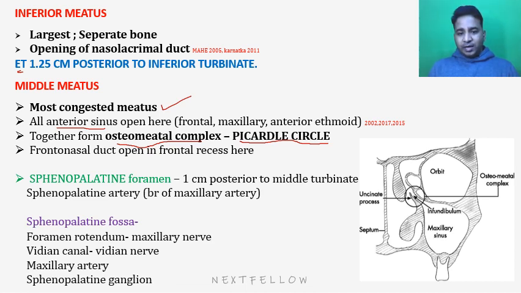So look at this diagram. Suppose this is the outline of my uncinate process which is guarding the middle meatus. So in the middle meatus, this is the arrow, this is the opening of the maxillary sinus. Then this is the bulla ethmoidalis, the largest cell, and this is the frontal recess opening. So these all form the osteomeatal complex, which is also known as Picardal circle. The frontal nasal duct opens in the frontal recess.